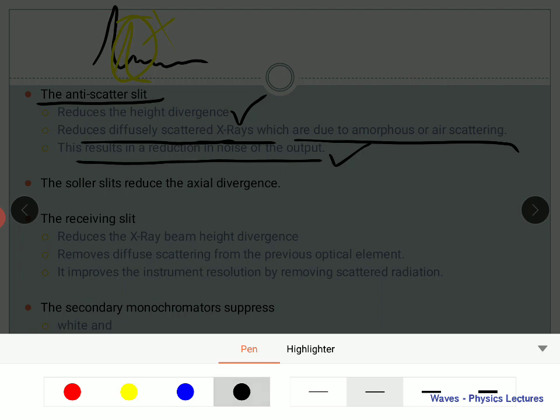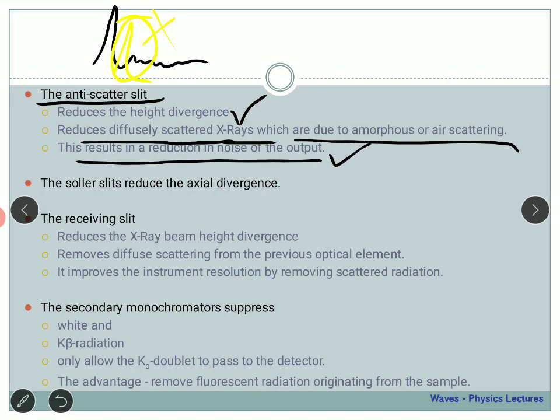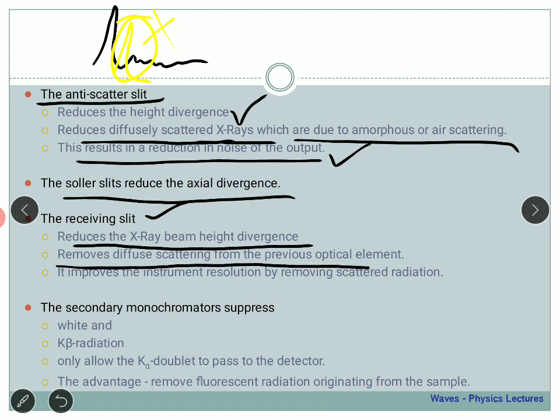Next we have the solar slits. The solar slit reduces the axial divergence. You can refer back to the previous slides where I have talked about solar slits. Next we have the receiving slit. The receiving slit reduces the X-ray beam height divergence. It has already been reduced, but if there is further divergence, it is reduced again. What we want is a very fine signal that should enter the detector. So it again removes the diffuse scattering from the previous optical element. What was my previous optical element? My previous optical element was the solar slit.